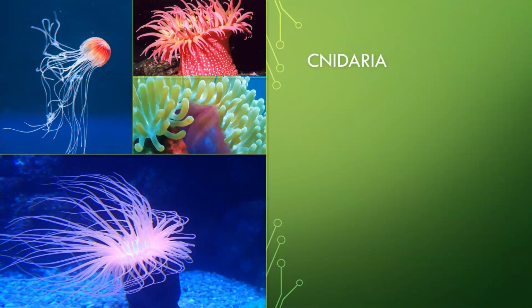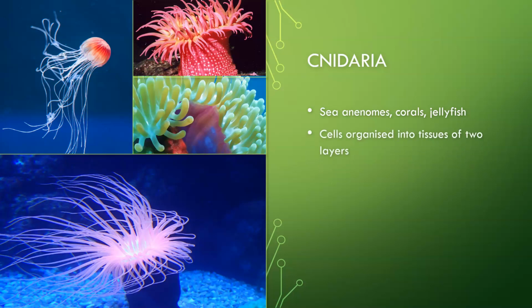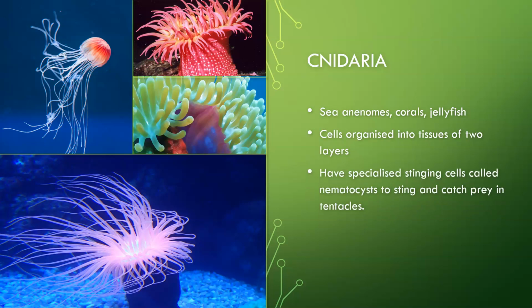Our next invertebrate is the Cnidaria. These are our sea anemones, corals, and jellyfish. Cells are organised into tissues of 2 layers. They've got specialised stinging cells called nematocytes, and they catch prey with tentacles. They have one opening for a mouth and to eliminate waste. So food goes in and waste comes out the same opening.